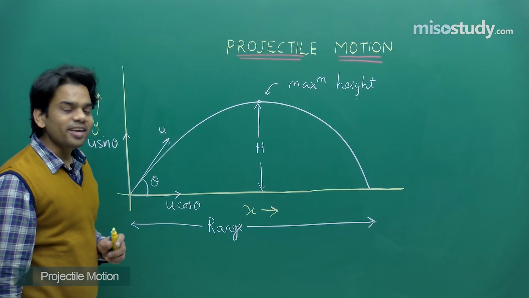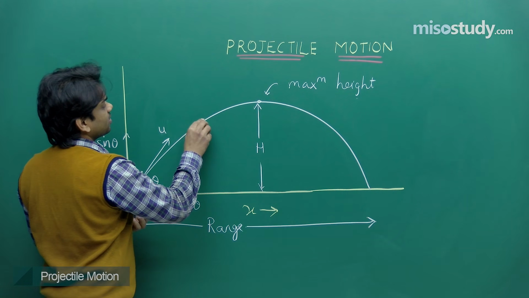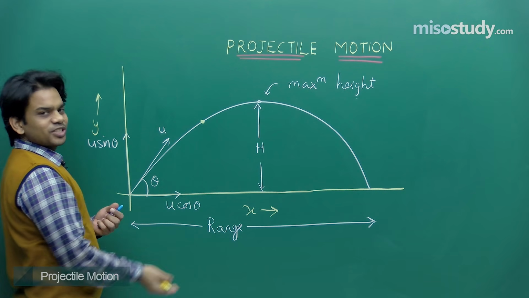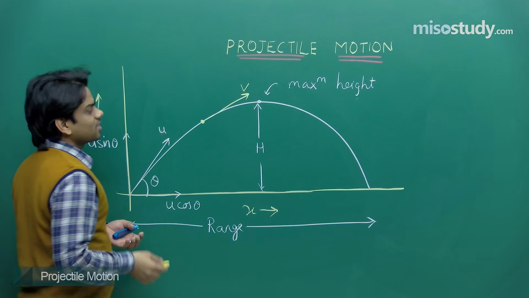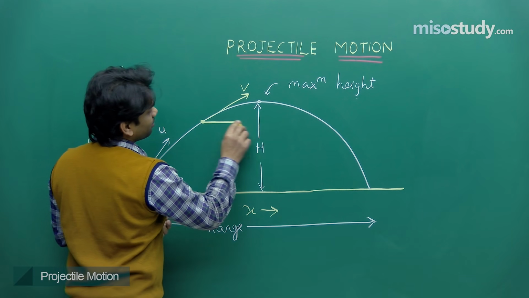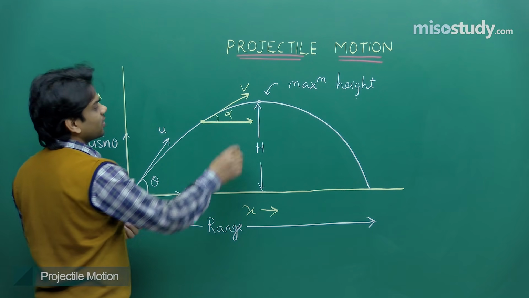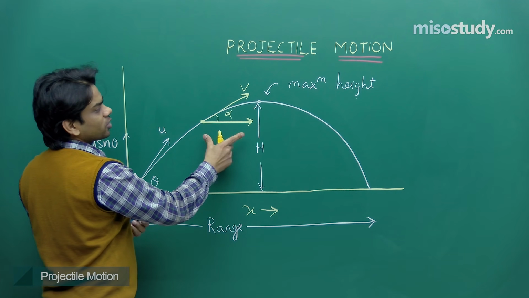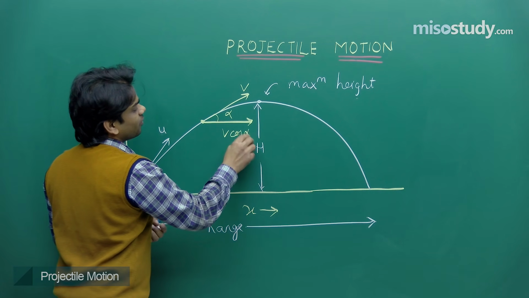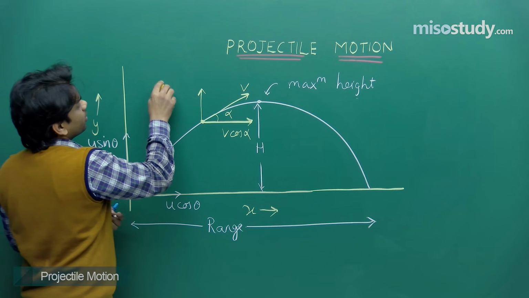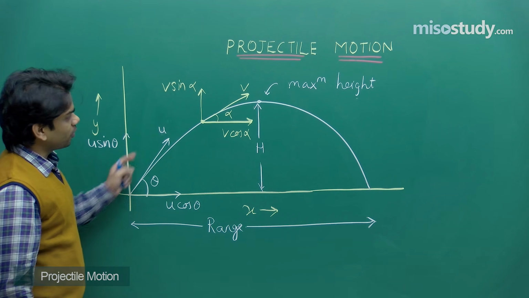Now at any instant of time, let us say the particle is here. Let us mark the particle here. You see the velocity is changing continuously. Let us say this is the velocity of the particle at some instant of time, such that it makes an angle alpha with the horizontal. So we will have two components of velocity: one along the horizontal direction, which will be v cos alpha, and the other will be v sin alpha. So we see the velocities are varying.